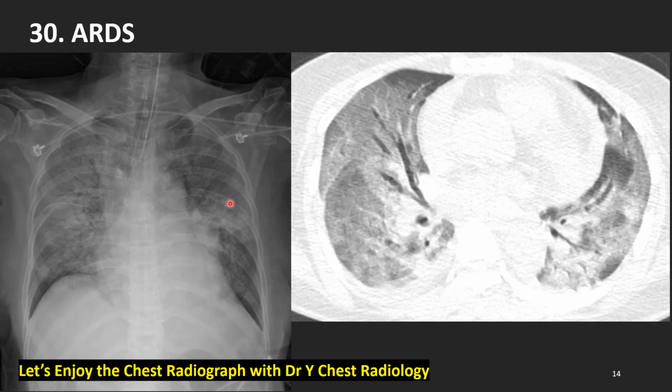This third case, AP supine film findings are well matched with the axial lung window setting CT. This is ARDS. Let's check it out. Intubation, diffuse right lung and left lung GGO and consolidation with air bronchogram with traction bronchiectasis. More consolidated area in the left lower lobe, with a diffuse finding of ARDS.